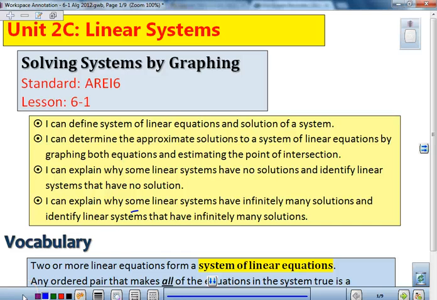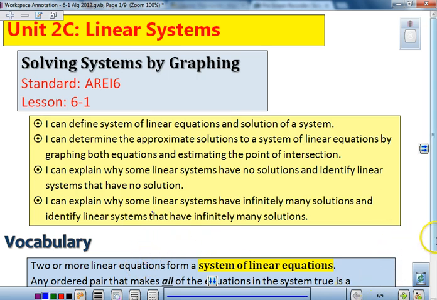Hi, we are now starting Unit 2C, Linear Systems. On the Learning Portal, you'll see how to solve a system by graphing. You will see all the different I can statements, things that you should be able to do. I can define a system, determine approximate solutions, explain why there is no solution, and identify linear systems that have no solution. I'll also be able to explain why some linear systems have infinitely many solutions.